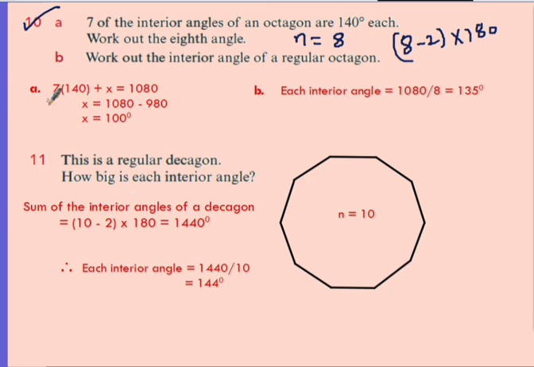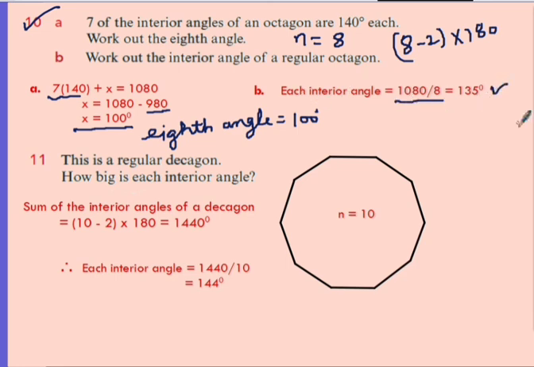7 into 140 gives me 980. So x comes 100. X means here the 8th angle. So don't write x, write 8th angle. So the 8th angle is 100 degrees. Here for each interior angle, I told you the sum of angles upon the number of sides, so it comes 135.